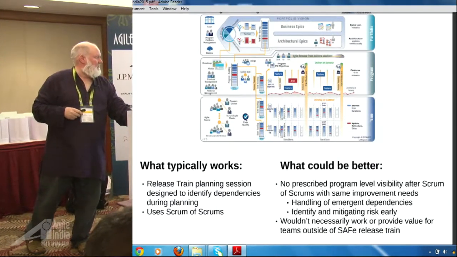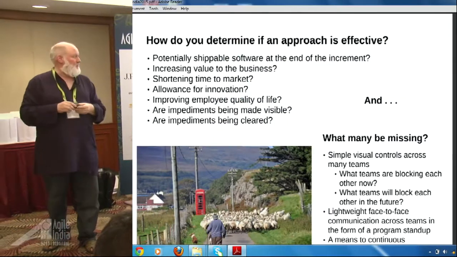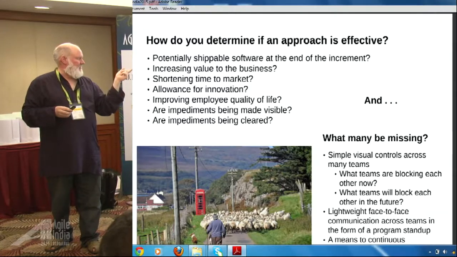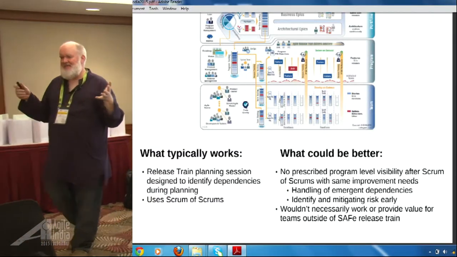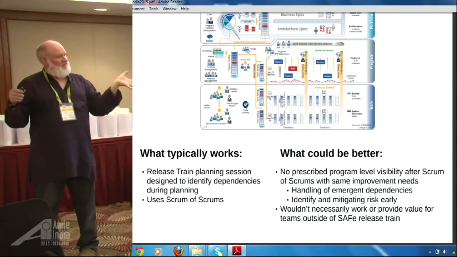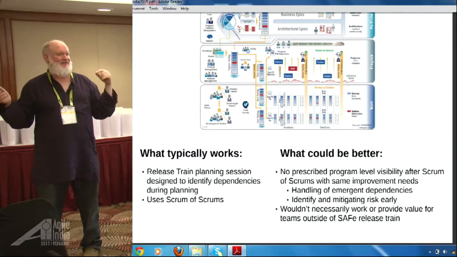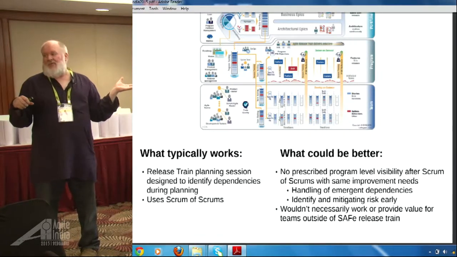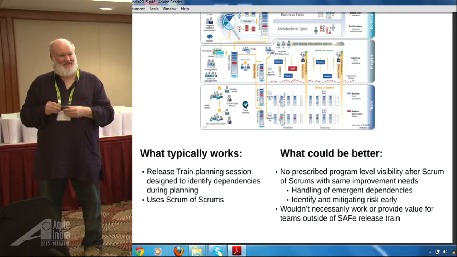The other thing is that, again, unless you're a Scrum team, there's no prescribed level of visibility other than Scrum of Scrums, and there's no handling emergent dependencies and things like that. You're depending on Scrum of Scrums to do that, but nobody really knows what that means, right? We really don't have a set of practices. And what happens if you've got a dependency on something that sits outside of the release train? Right, somebody that has no clue.